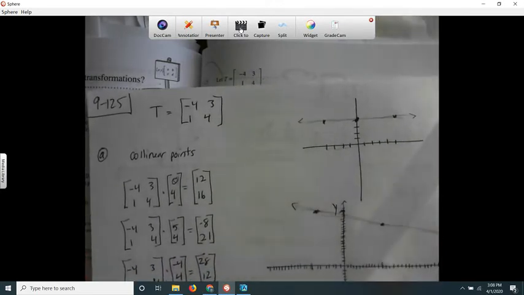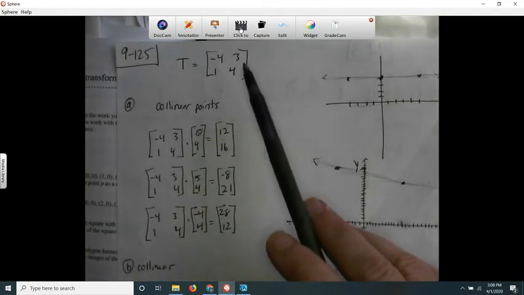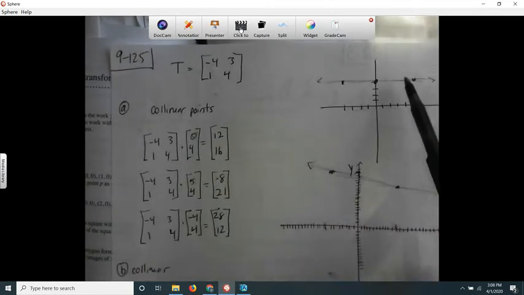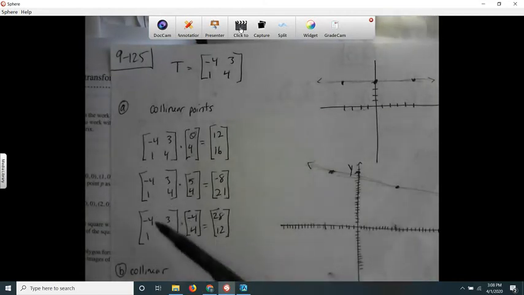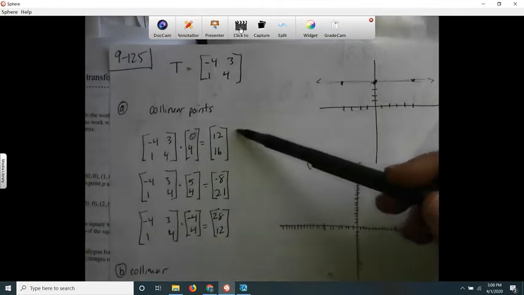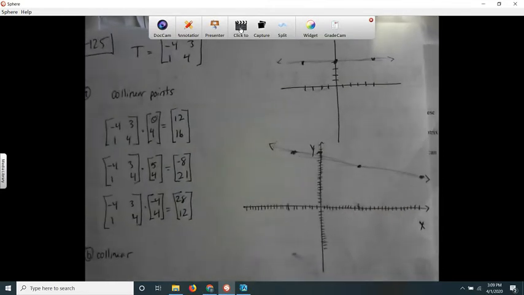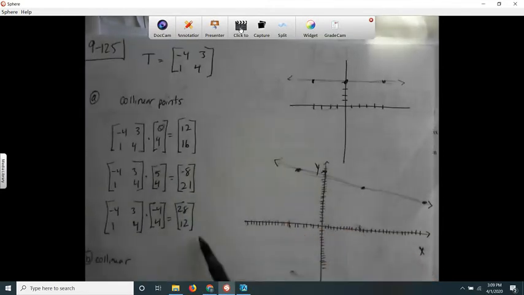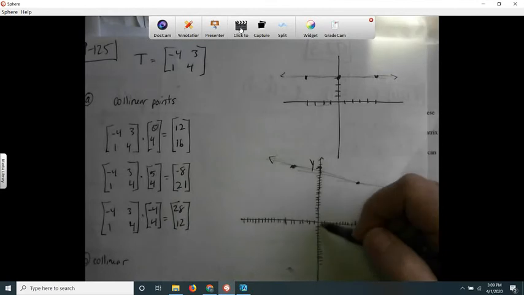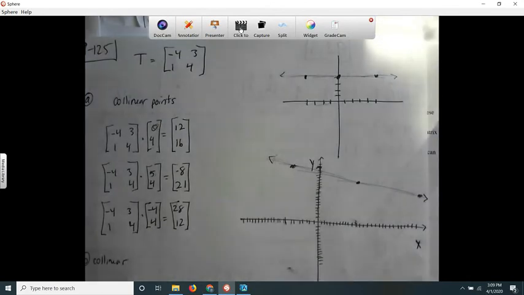They line up. And now I take my transformation matrix, it's the same one all the way down, and I multiply each of these 3 points by that transformation matrix, and then I get new points. These new points will also be collinear. So I actually did graph these, even though it was kind of a pain. I made little tiny marks and I graphed them, and they did line up. So they are collinear. You can check it.